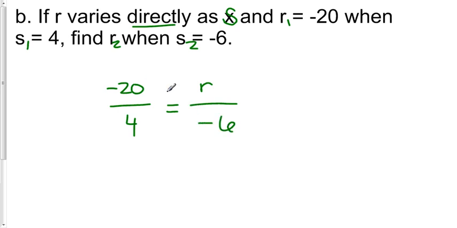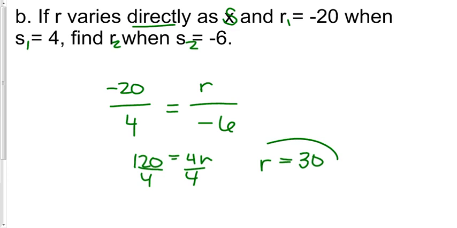So I'm going to cross multiply negative 20 times negative 6. That's 120. Then I'm going to divide by 4. So r equals 30. Now if you take a look at the 2 fractions, you know our constant of variation here. Negative 20 over 4 is negative 5, and 30 over negative 6 is also negative 5. So if you wanted to write the equation, you could say that r equals negative 5 times s.